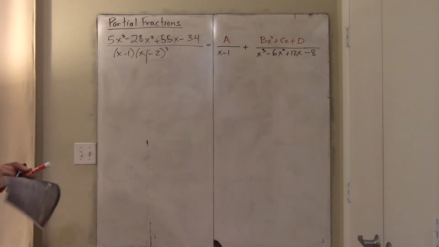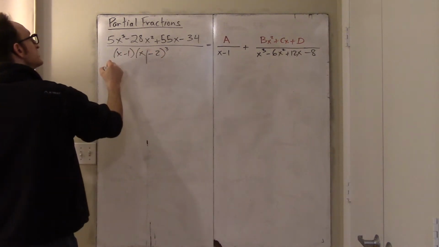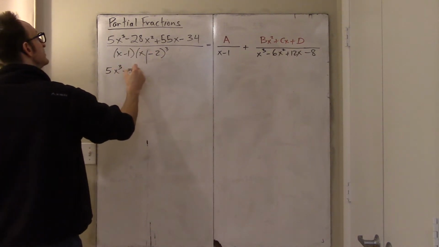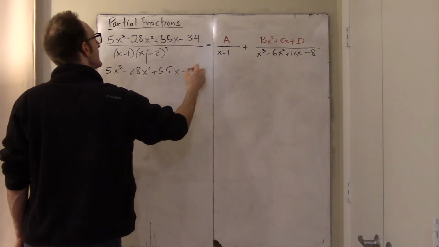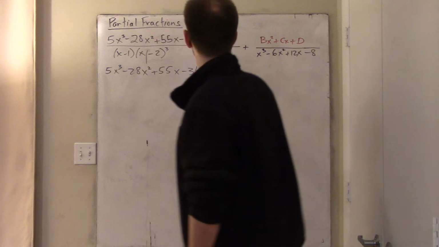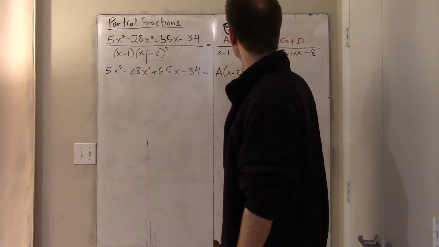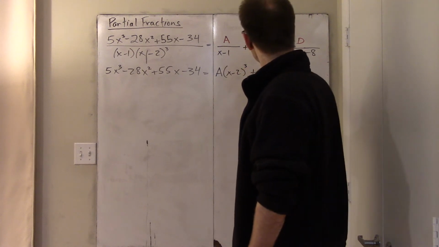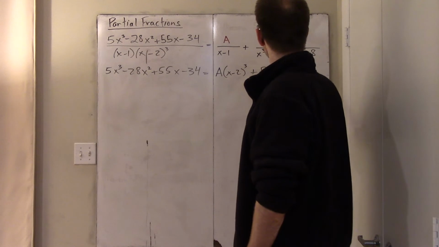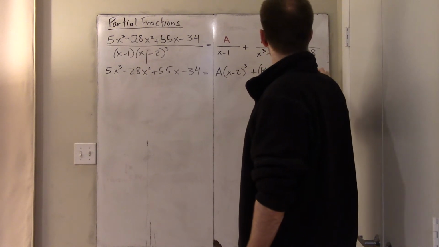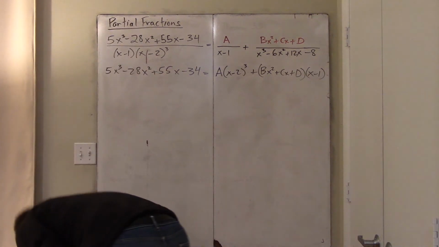Well, now we just do it. So if we multiply it through by these two denominators, we get 5x cubed minus 28x squared plus 55x minus 34 equals, this will be a times x minus 2 cubed plus this whole thing, bx squared plus cx plus d times x minus 1. Hopefully this isn't too hard to actually solve.